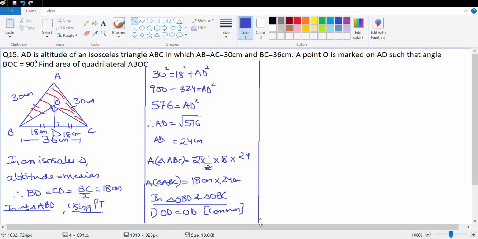Why am I trying to prove this congruent? Let's see how it will help us. Because I will get the area of one triangle, and that will help me get the area of the big triangle OBC.